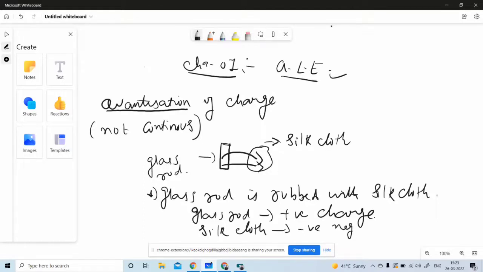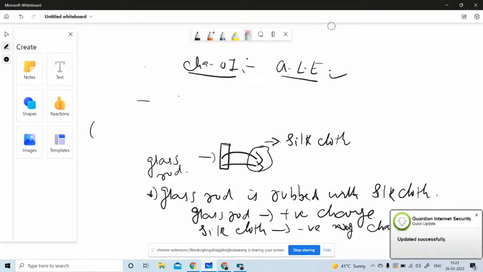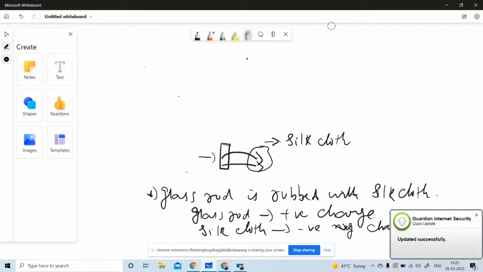So one thing is sure: when you are rubbing a glass rod with the help of silk cloth, the glass rod is losing electrons, so it will be positively charged, whereas the silk cloth is gaining a few electrons, so it will be negatively charged. Basically, there is a transfer of electrons from the glass rod to the silk cloth.